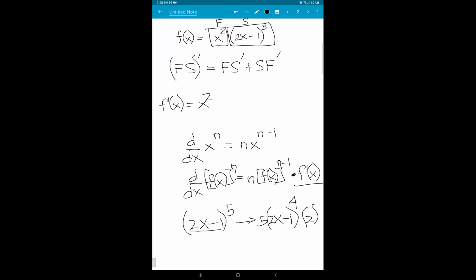So this 2 here is the derivative of 2x. If you get the derivative of the base 2x - 1, you distribute the differential operator, or you just differentiate term by term. The derivative of 2x is 2. The derivative of negative 1 is 0, right? The constant function rule states that the derivative of any constant is 0.